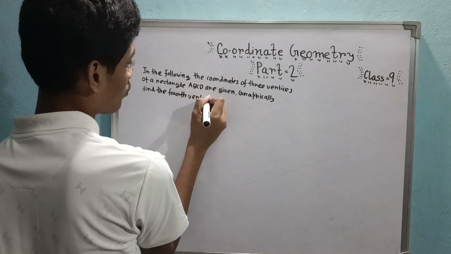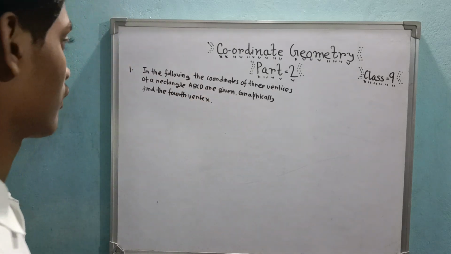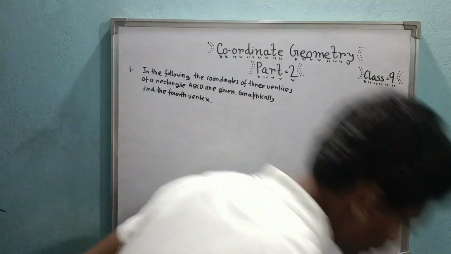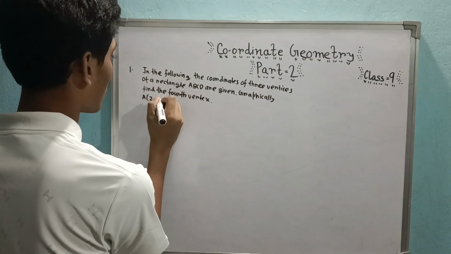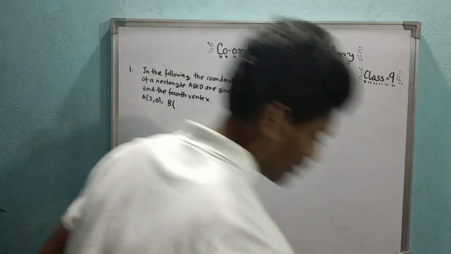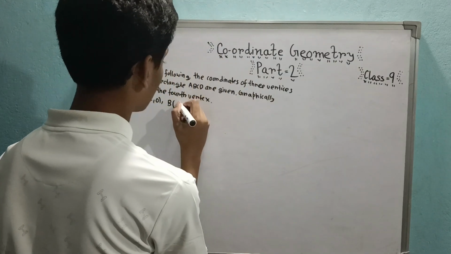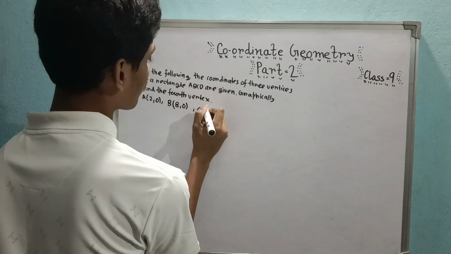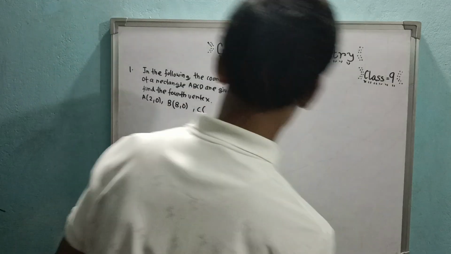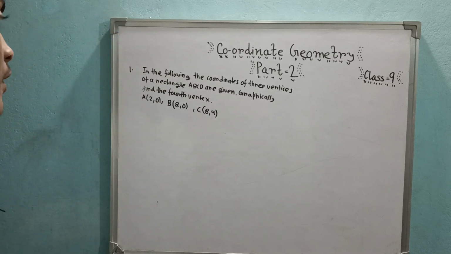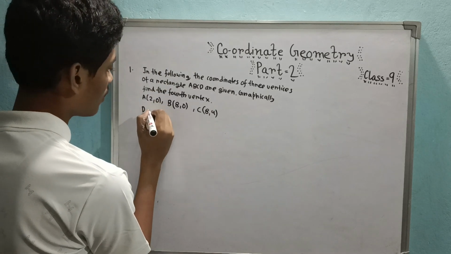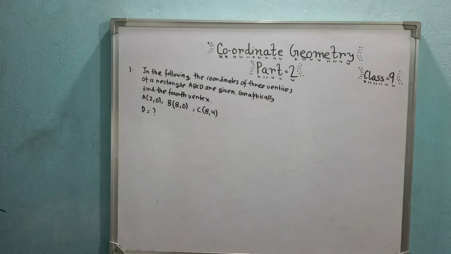Let's see how we can do this in this kind of question. First of all, the coordinates of A, B, and C. A is (2, 0). B is, I think, (8, 0). Yeah. And C is (8, 4). So these 3 points are given to us. As the rectangle is ABCD, obviously we have to find D. As it's graphical, let's first draw a graph.